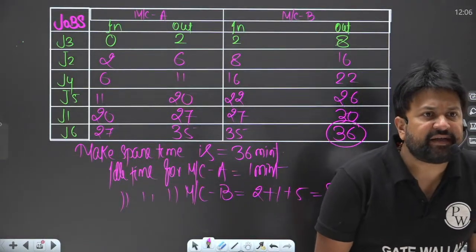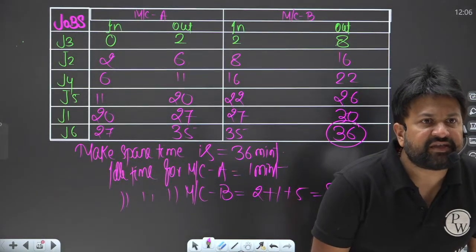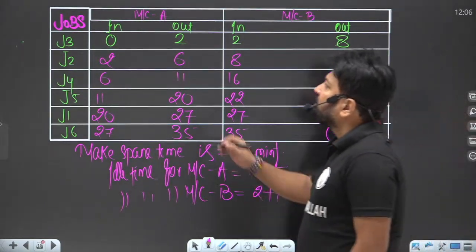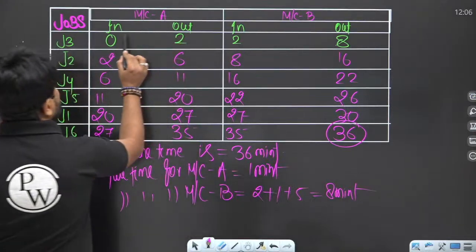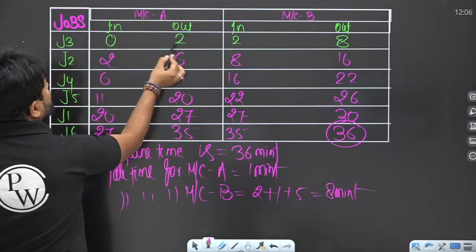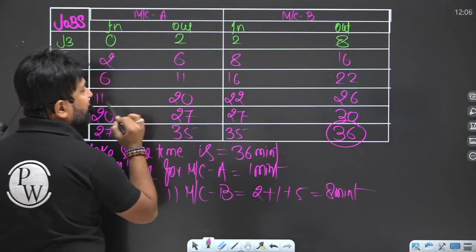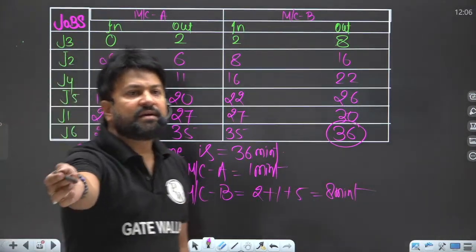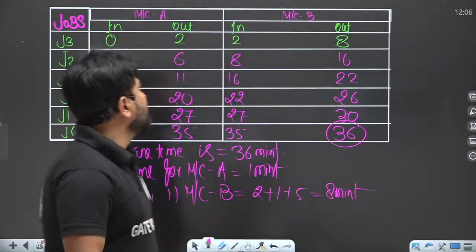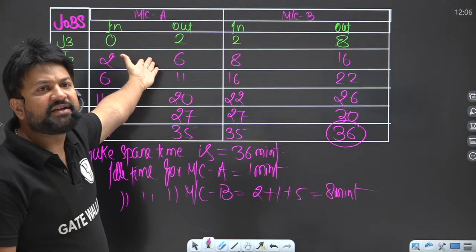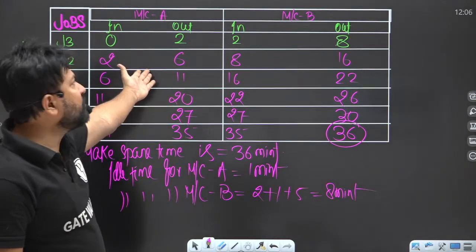Sir, while starting machine 2, machine A will also wait for 2 minutes. My dear, machine A is not going to wait. See here, machine A is running 0 to 2, 2 to 6, 6 to 11, 11 to 20, 20 to 27, 27 to 35. Suraj Pandit, where is machine A waiting? It is in front of you.